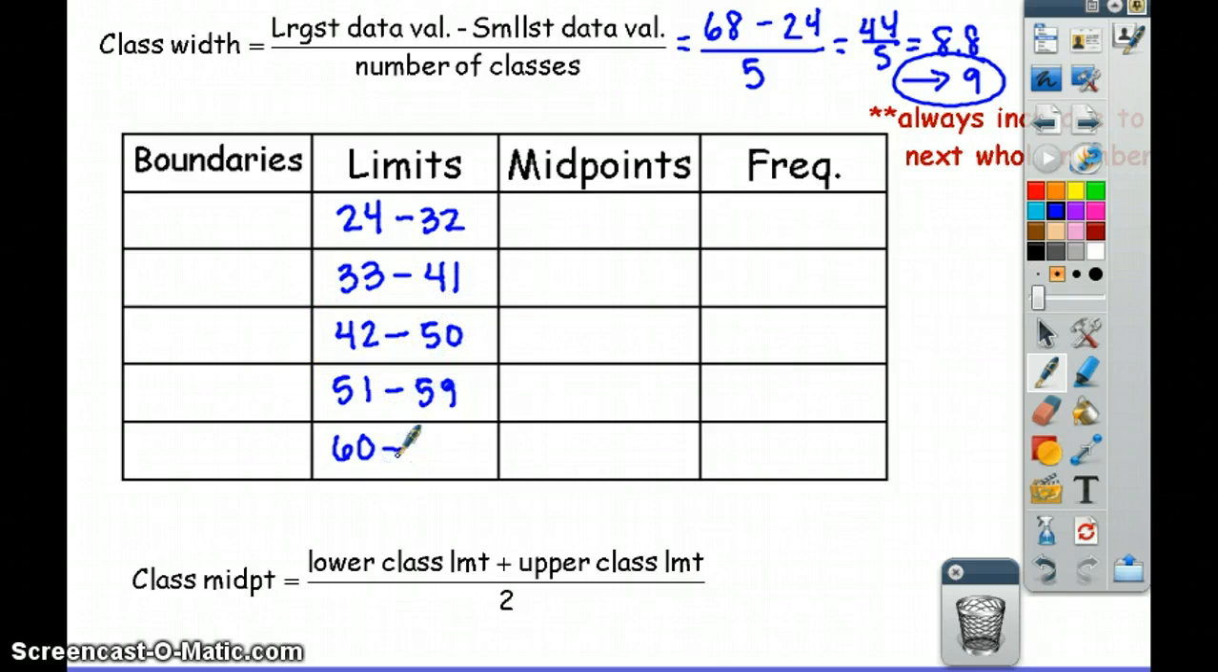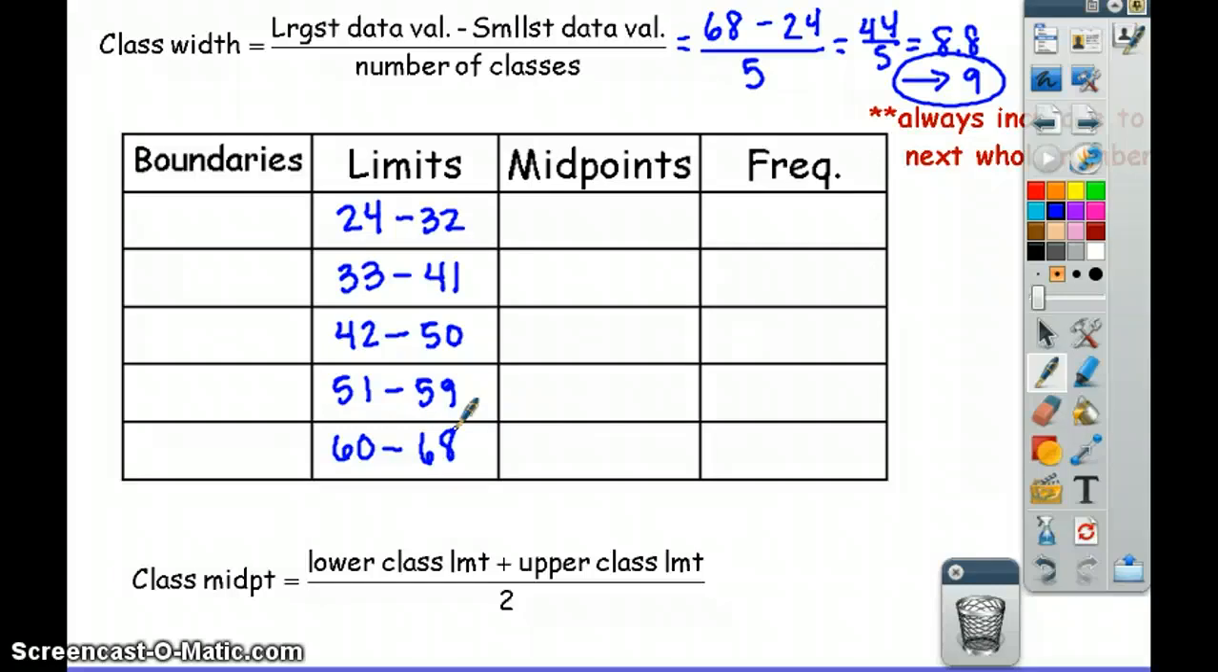Now here, this last bar, what do I have to go to? Well, on the previous bars I added 8, 8, 8, 8. So here I'm also going to add 8. So 60 to 68, which does include my oldest professor. So I included all my data points, which is good. If I didn't, then I did something wrong.